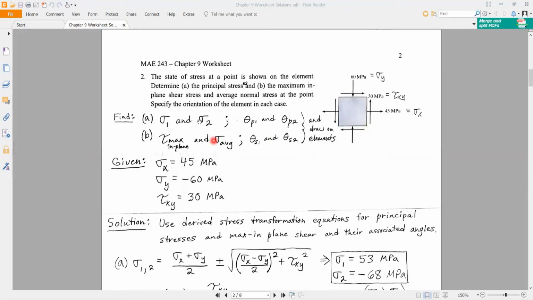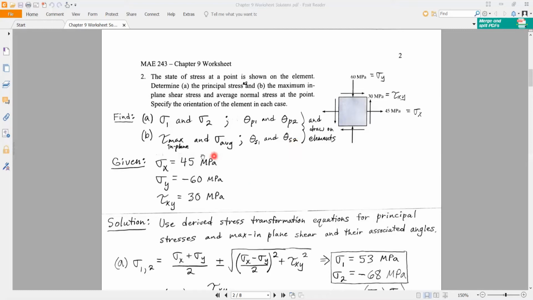So, in summary, part A, our principal stresses are sigma 1 and sigma 2, and then their orientations are theta P1, theta P2. Part B, we're finding our max in-plane shear stress, and then the average normal stress, that will be on each face. And then our theta S1 and theta S2 are the orientation for that element.